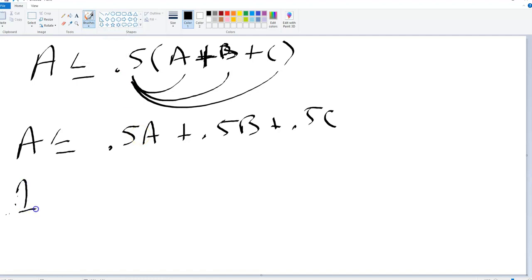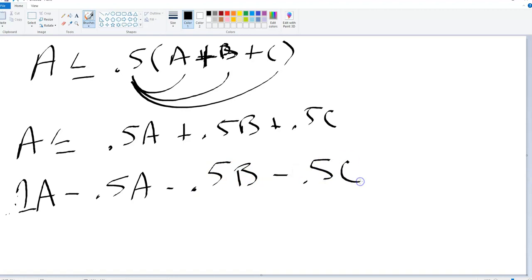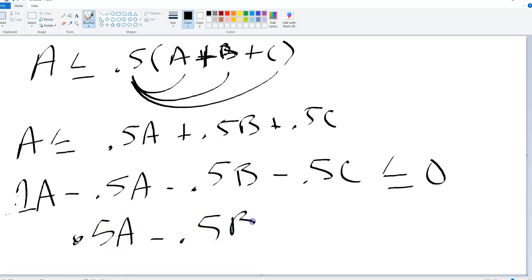So on the left, what you have right now is 1 times A, and then we're going to subtract: minus 0.5A minus 0.5B minus 0.5C. And this is all going to be less than or equal to 0, since all of these terms got subtracted. Since these are A terms, the first two terms, 1 minus 0.5 is 0.5A, minus 0.5B minus 0.5C is less than or equal to 0. And I think that's what you were looking for.